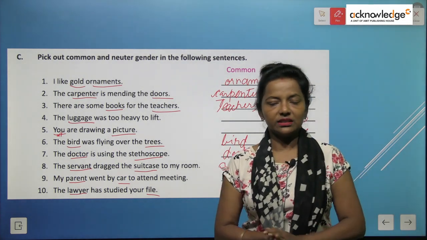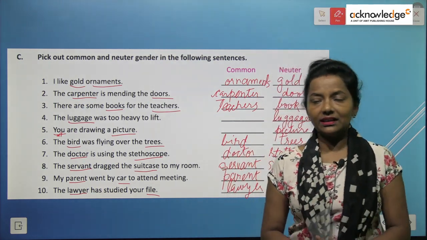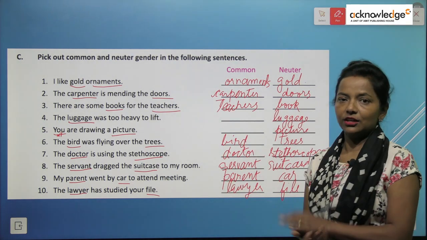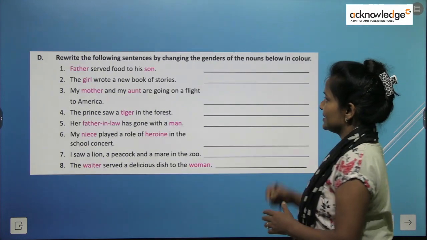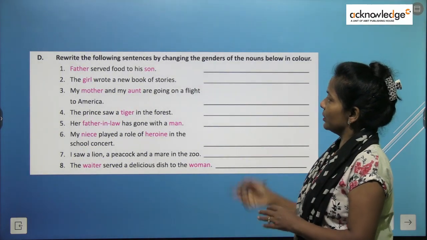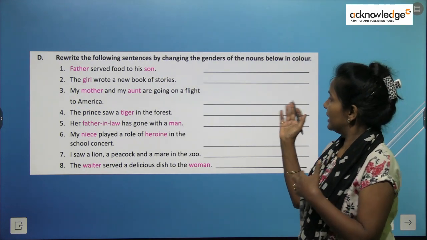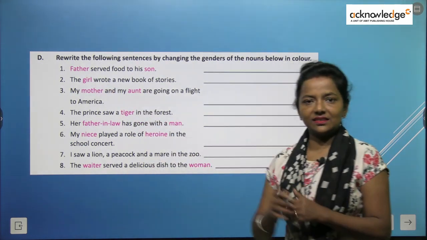Children, have you understood this common gender and neuter gender? I hope you have understood very nicely, because we have done so many exercises here, so many sentences here for common gender and neuter gender. So yes, what else is there? Rewrite the following sentences by changing the genders of the nouns below in color. There are few sentences here.